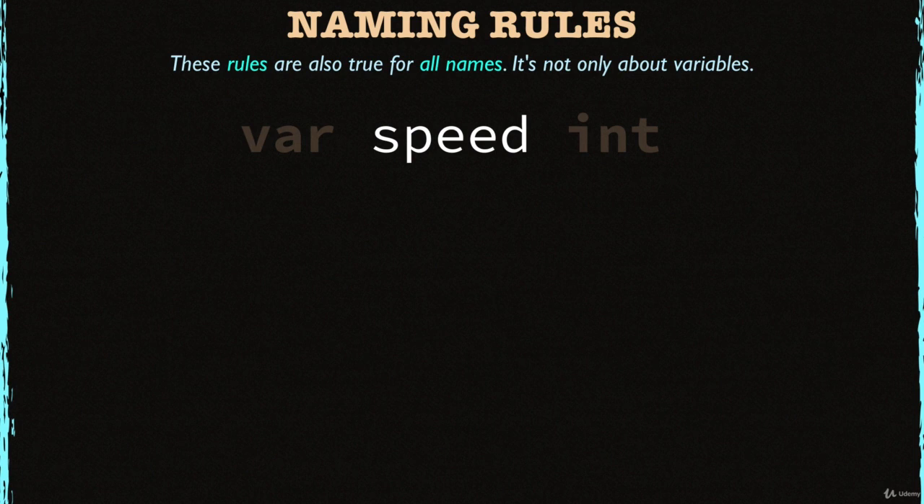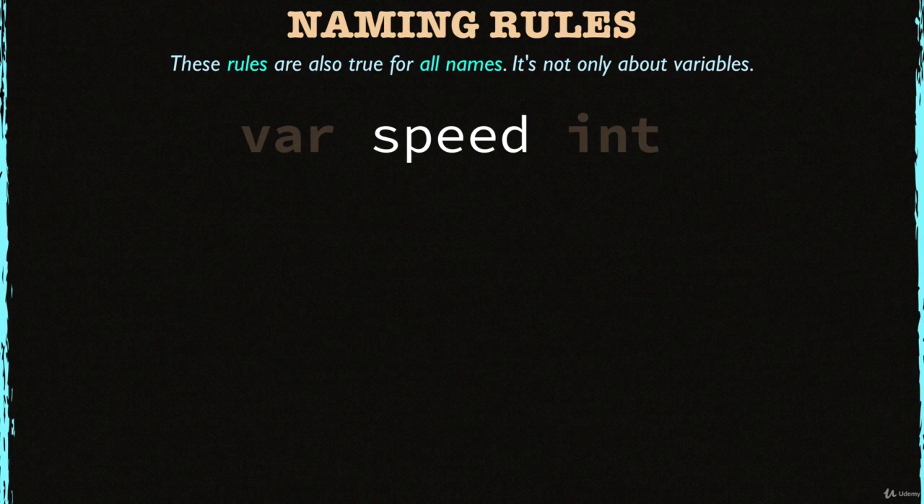Okay, the first rule is that a name should always start with a letter or an underscore character. This is because, as you've seen before, when the first letter of a name is an uppercase letter, that name becomes exported, so the other packages can use it. That's one of the reasons why a name should start with a letter.